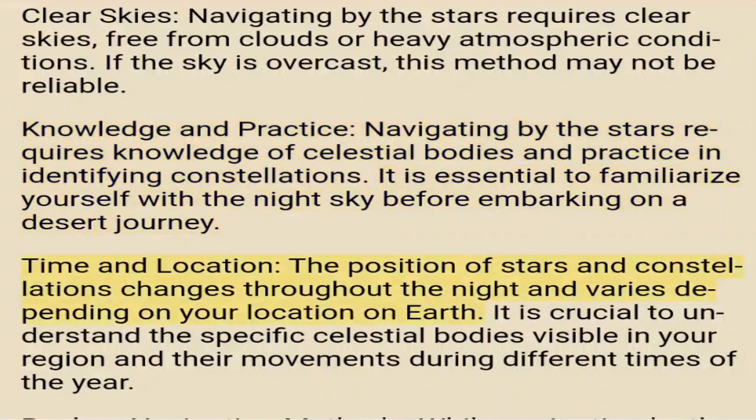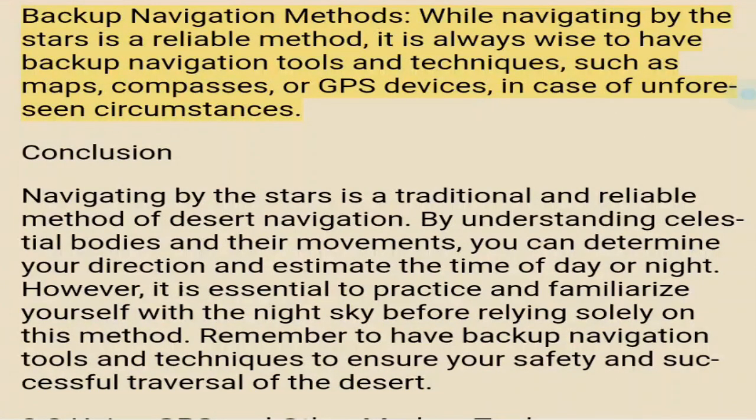Time and location. The position of stars and constellations changes throughout the night and varies depending on your location on Earth. It is crucial to understand the specific celestial bodies visible in your region and their movements during different times of the year. Backup navigation methods. While navigating by the stars is a reliable method, it is always wise to have backup navigation tools and techniques, such as maps, compasses, or GPS devices, in case of unforeseen circumstances.